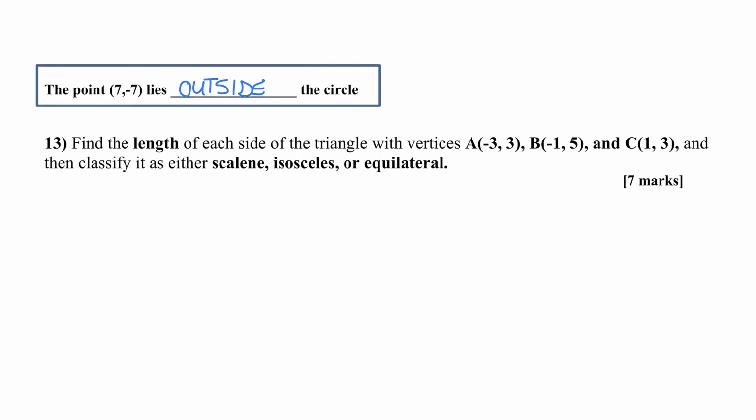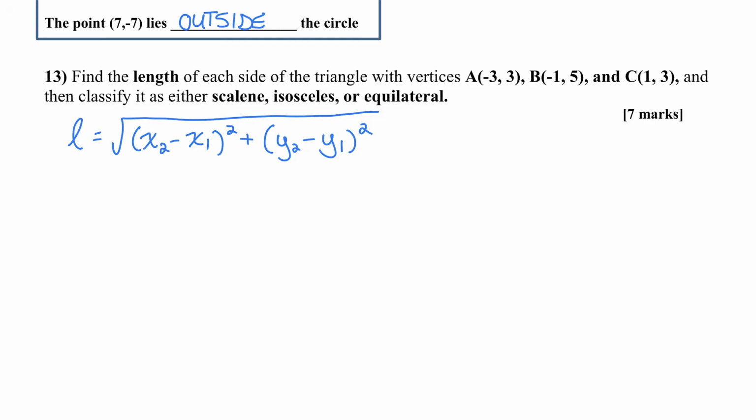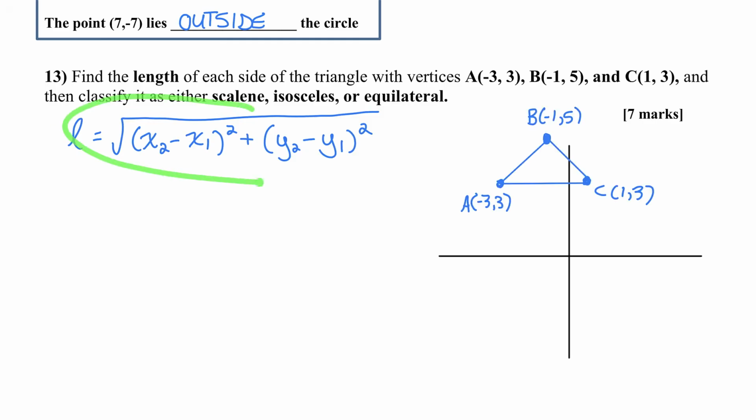Moving on, 13 says find the length of each side of the triangle with these 3 vertices, and then classify the triangle as either scalene, isosceles, or equilateral. We'll need 2 things for this question: the length formula and a rough sketch of this triangle. Using this length formula, I need to find the length of all 3 of these sides. Let's start with the length of side AB.